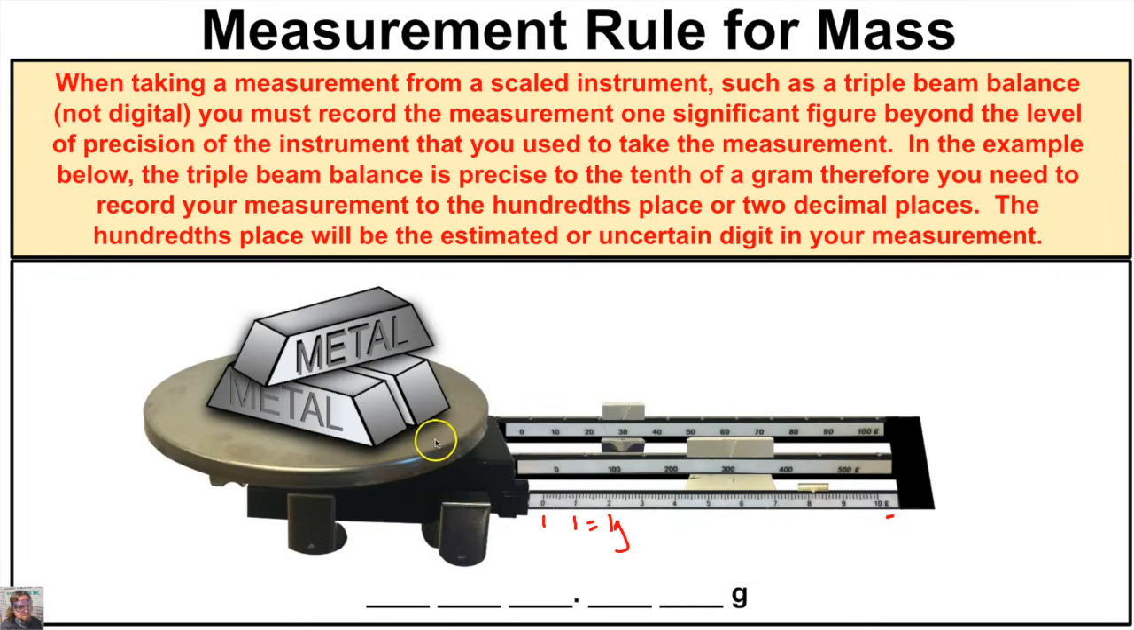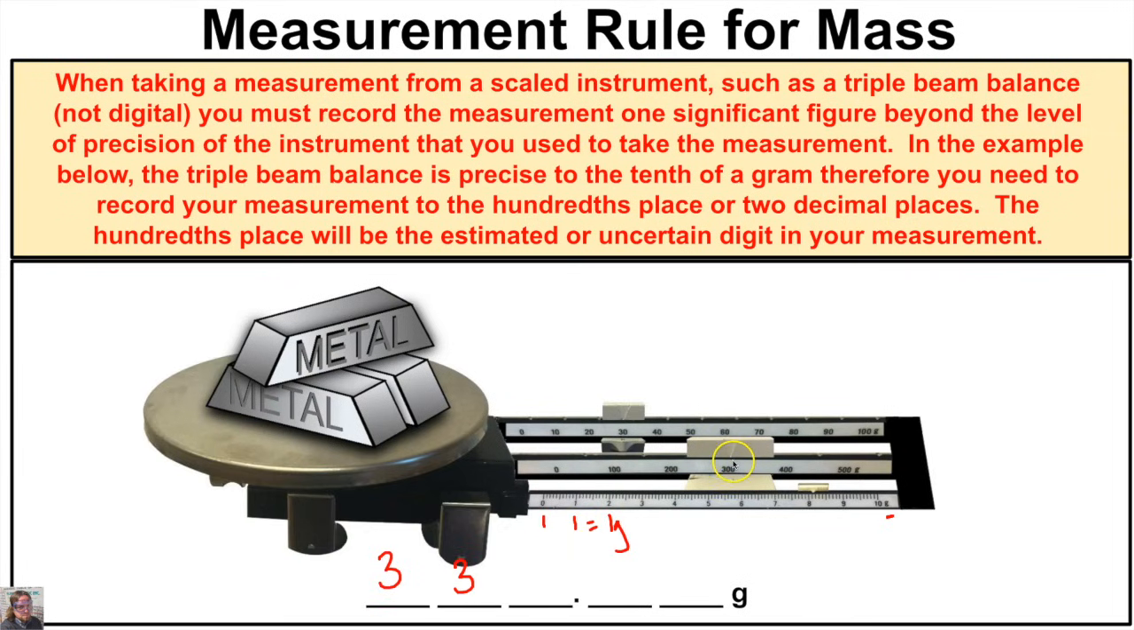And so what's the mass of the metal that is placed on this scale going to be? Well, we have 300 right here. This little marker here is set at 300. We have 30 right here. So 330 we know with 100% accuracy.